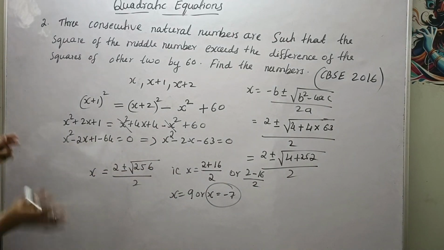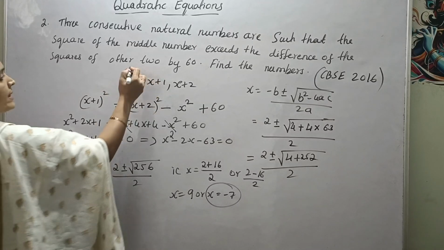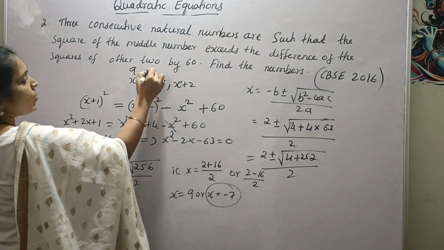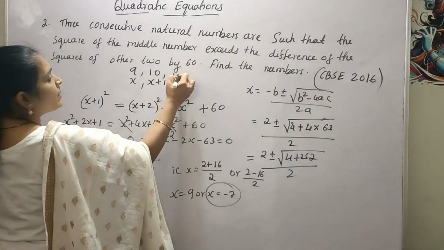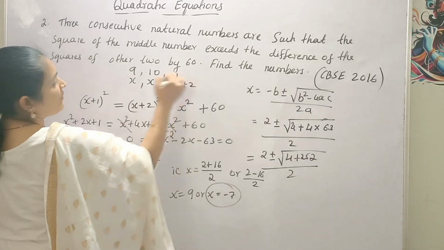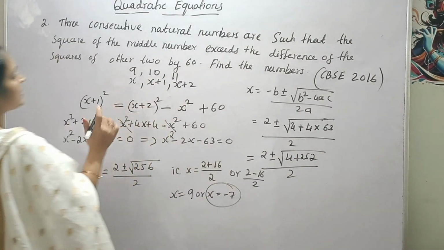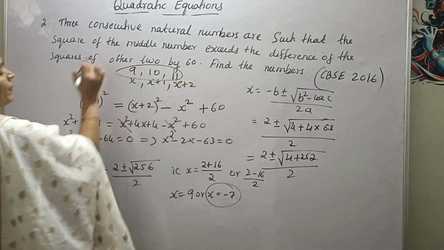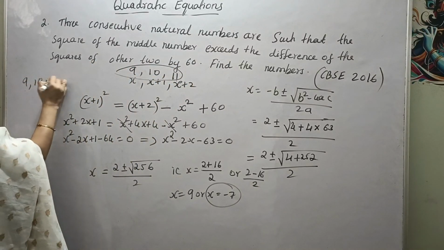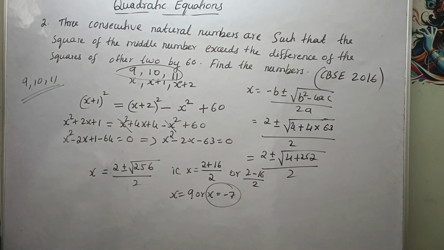So what are the numbers? x is 9. Then the next number is 9 plus 1, 10. Next is 9 plus 2, 11. Right? So 9, 10 and 11 are the three consecutive numbers. 9, 10, 11 are the numbers.